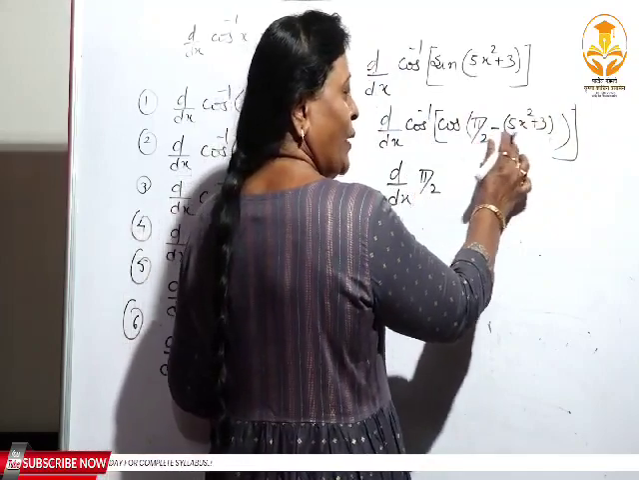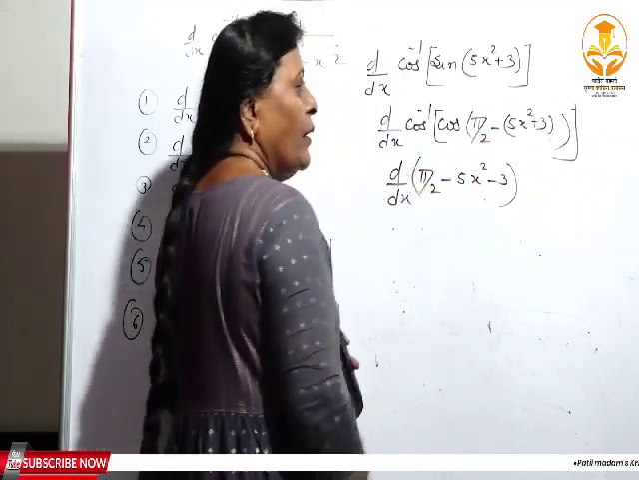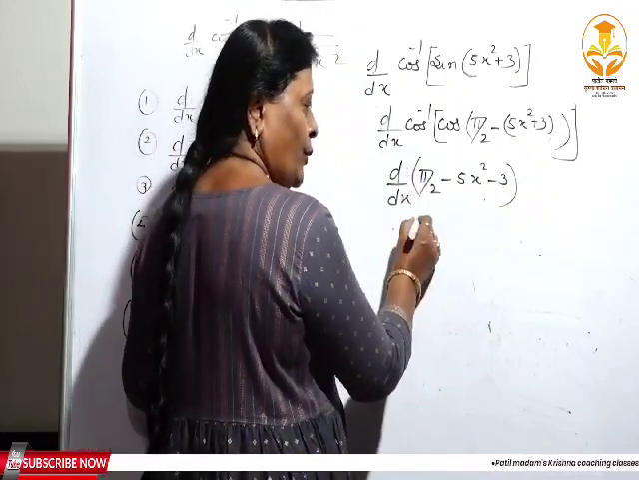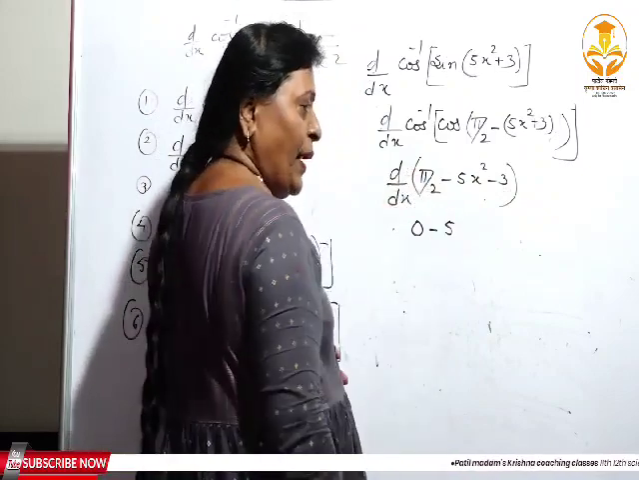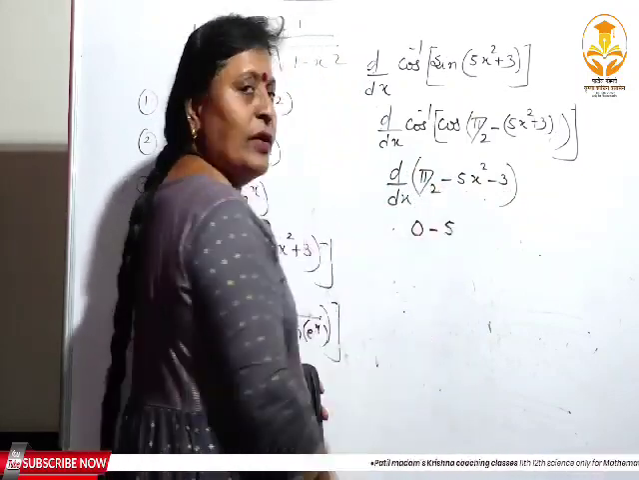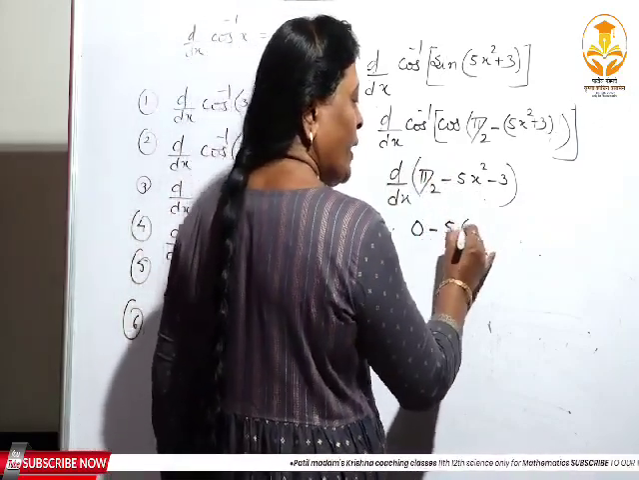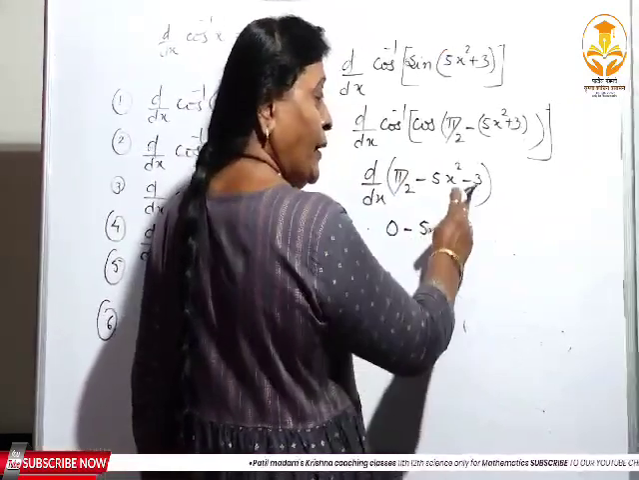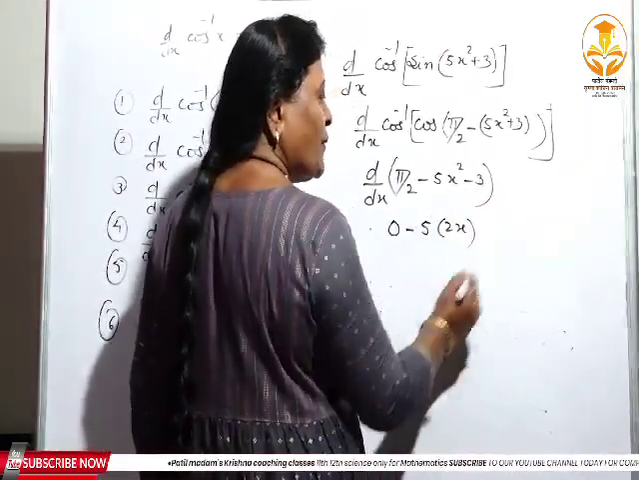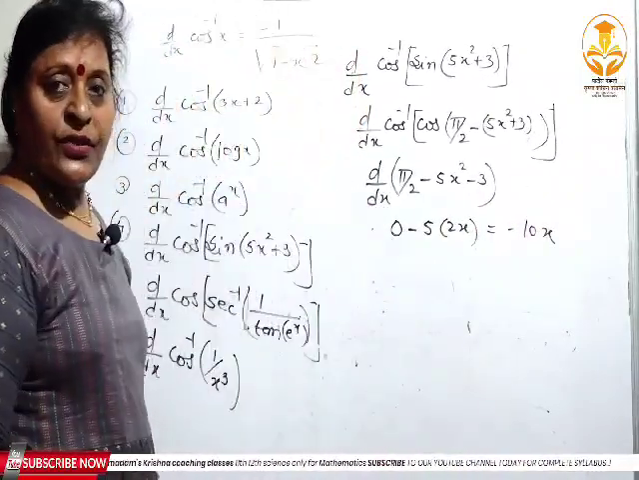Multiply with the minus sign and open the bracket: minus 5x square minus 3. Right? Now it is quite easy. The derivative of pi by 2 is 0. Minus 5 remains as it is. When a constant is multiplied to the function, the constant remains as it is, and the derivative of x square is equal to 2x. And the derivative of minus 3, that is totally constant, is equal to 0. Therefore your result is minus 10x. So it is quite easy.